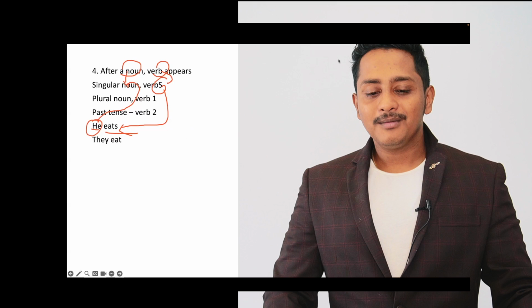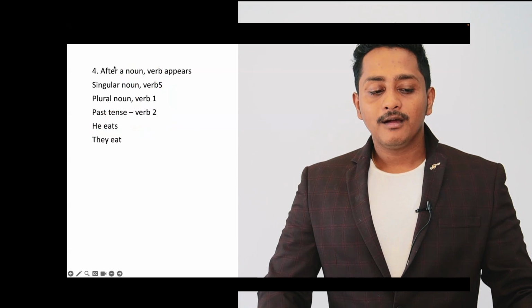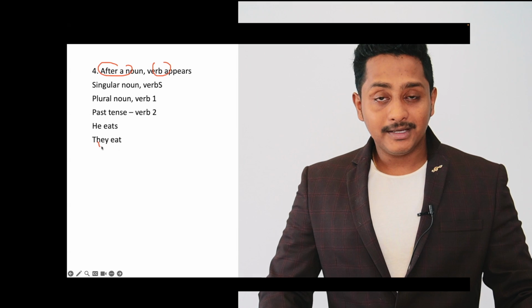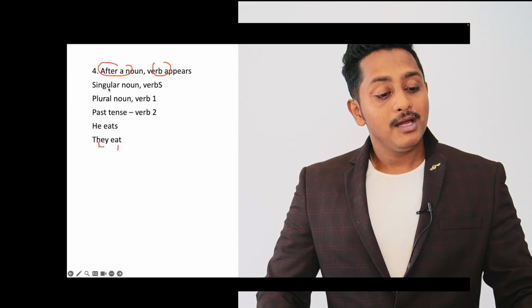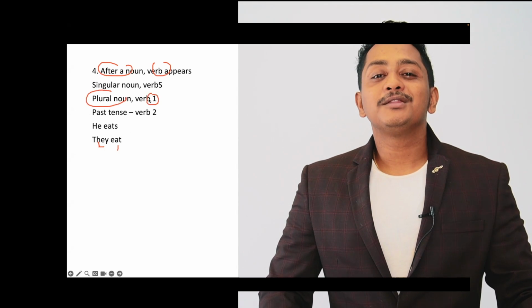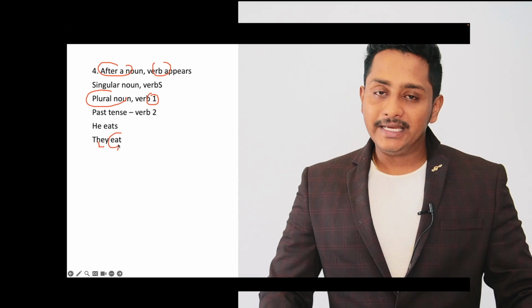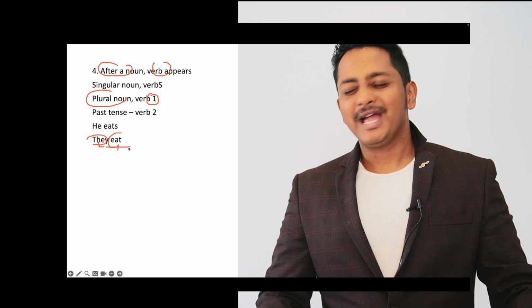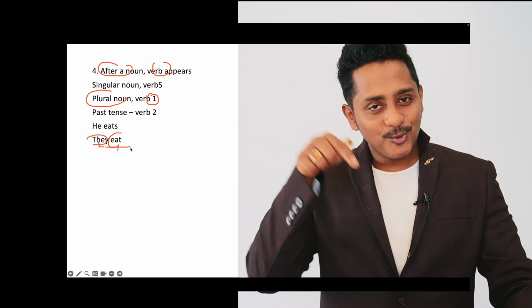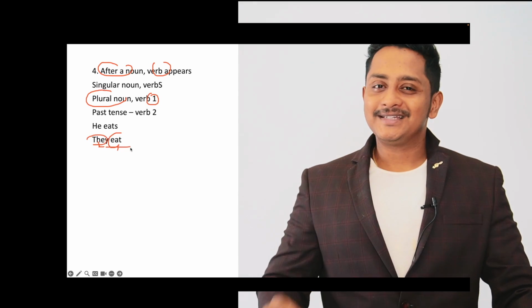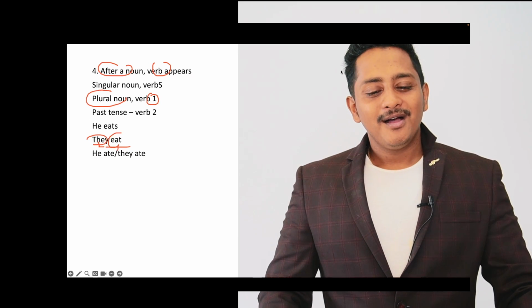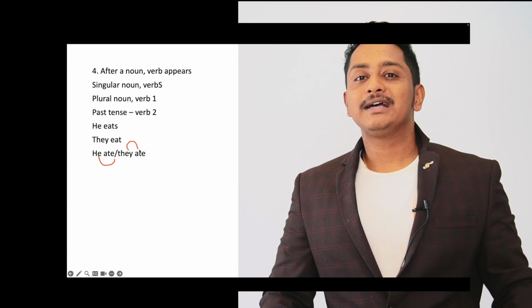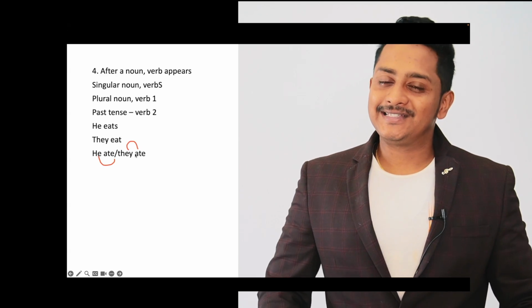So now, they, pay more attention. After a singular noun, a verb appears. They, after a noun, a verb appears. They is a noun, and a verb is appearing. But here it's a plural noun, so the verb is in the base form without S: they eat. So if you sense the noun is plural and there is a dash, and it's the present tense, your eye should go to that option where there is no S in it. Hope you are getting it. In the past tense, both are accepted. He ate, they ate, both are correct. You don't have he eats.